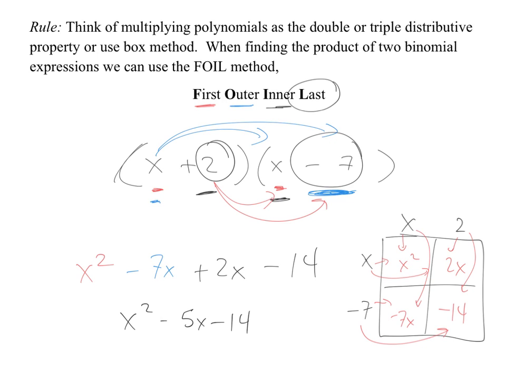Questions at all? So you have three approaches. You see that? Three different approaches. You can go with FOIL if it's a binomial times a binomial. Or you can use box or double or triple or quadruple distributive if it's beyond binomials. If they're bigger than binomials, you have to use either distributive, double or triple or whatever it is, or box method. FOIL doesn't make sense to use when it's beyond this because you don't have outers and inners, because now you have three terms if it's a trinomial. So this law of FOIL does not work if it's beyond 2 by 2.